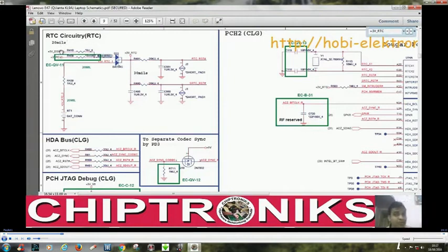From where are these two voltages coming? Because we have to trust the entire schematic diagram. If this battery is there, then +3V RTC is coming. If this battery is not there, then one of these two will give this +3V_RTC. Now we have to check from where these two signals are coming, +3V_DSW and +3V_PCU. DSW means Deep Sleep Well.